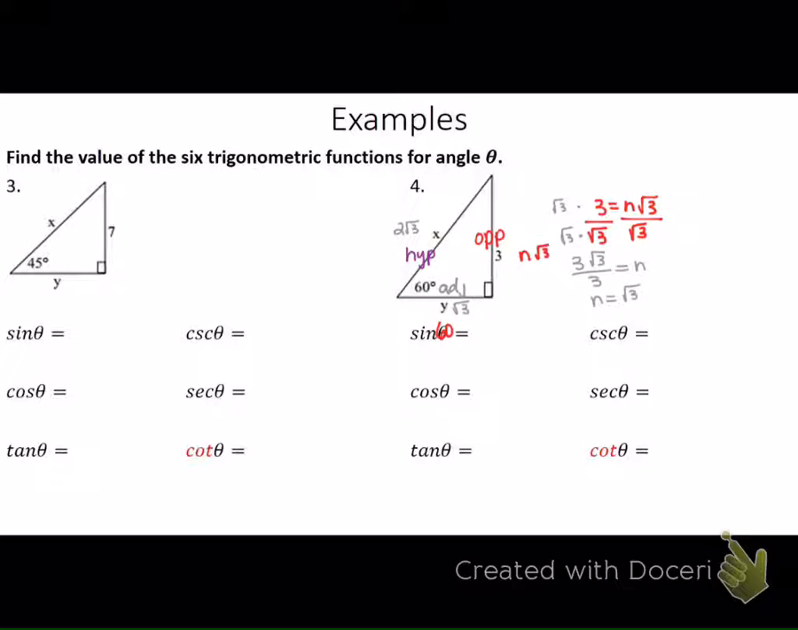Okay, so what is the sine of the 60-degree angle then? What is the sine, Emma, of the 60-degree angle here? So sine is opposite over hypotenuse. 3 over 2 root 3. Oh, we can't have a radical in the denominator, so what do we have to do? We have to rationalize. So that's 3 root 3 over 2 times 3. Gosh, this is going to be a lot of work here. So 3 root 3 over 6.